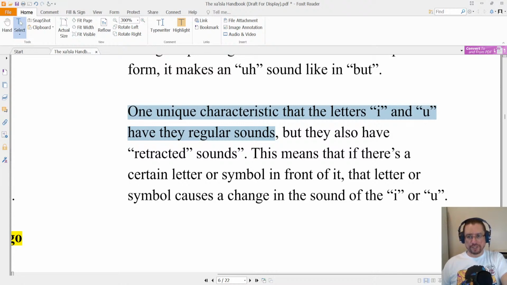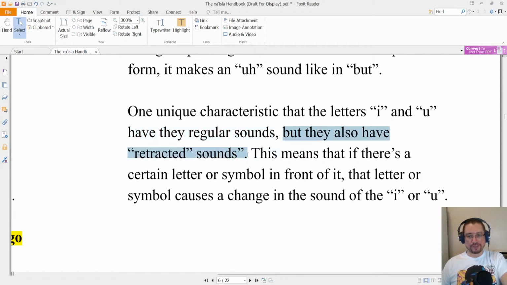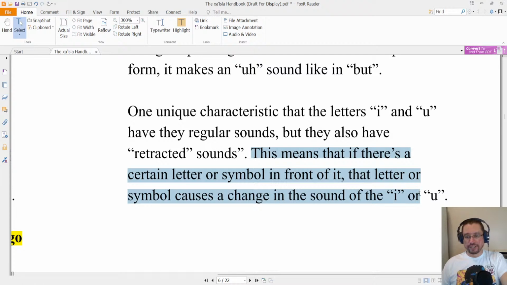One unique characteristic that the letters I and U have is that they have regular sounds, but they also have retracted sounds. I think I'm going to have to fix that sentence, as it doesn't quite make sense here. So they have regular sounds and they also have retracted sounds. This means that if there's a certain letter or symbol in front of it, that letter or symbol causes a change in the sound of the letters I or U.